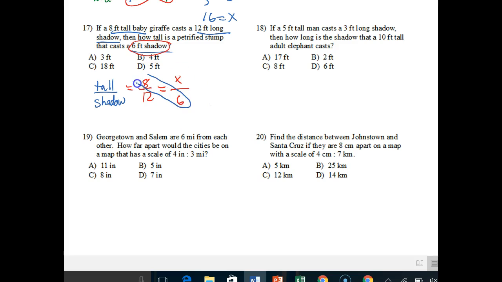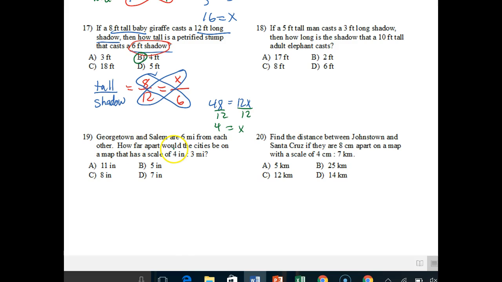So 8 times 6 again is 48. 12 times x again is 12x. Divide by 12. And what do I get? I get x is equal to 4 feet. That's how tall the petrified stump is that casts a 6-foot shadow.